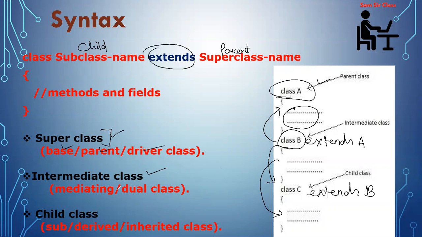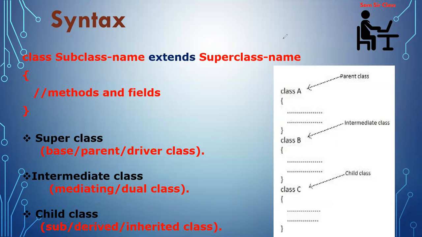Clear? Now the last one is your child class. Suppose C is the last class which is extending any class. So C is known as your child class. So maximum we will deal with three different classes in inheritance: the superclass, intermediate class, and child class. This child class is otherwise known as subclass, derived class, or inherited class. So how to use all these classes and find the relationship between them?